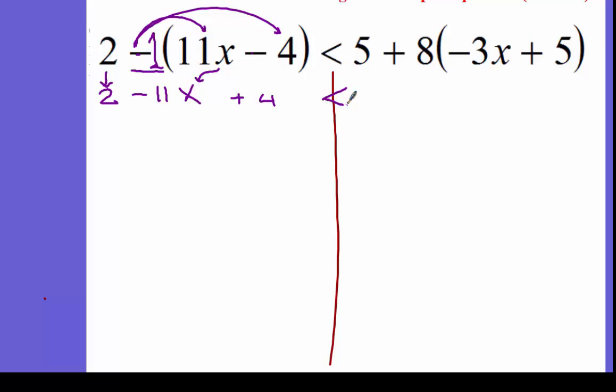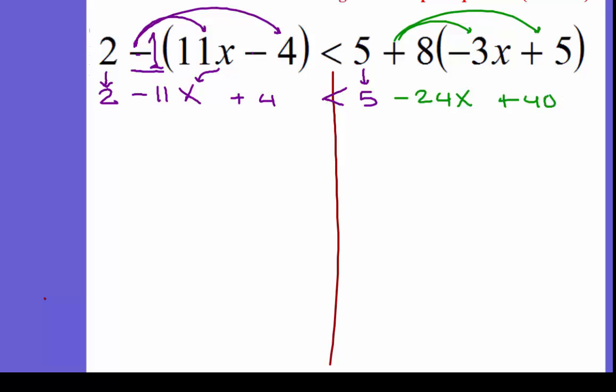The 5 is not next to the parentheses, so you rewrite it. Then you are going to multiply positive 8 times everything in here. So this time that is negative 24x, and this time this is going to be positive 40.